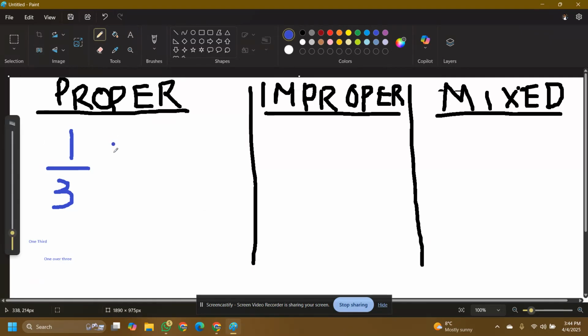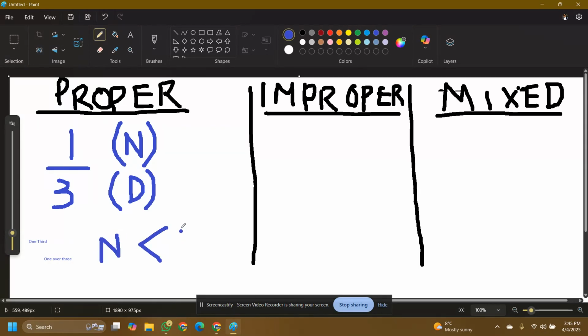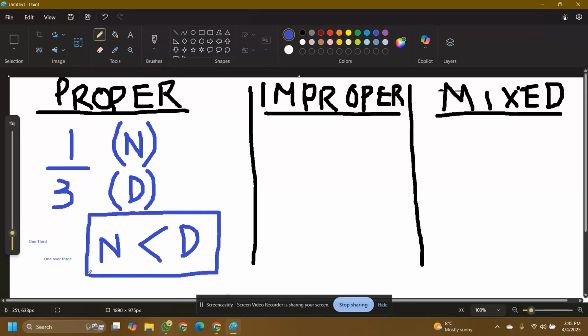Now, what does it actually show us? This fraction shows us that the numerator, I am writing the shortcut of the numerator as n, and the denominator as d. So in a proper fraction, the numerator is less than the denominator. As we can see in this fraction, which is 1/3, the numerator, which is 1, is less than the denominator, which is 3.